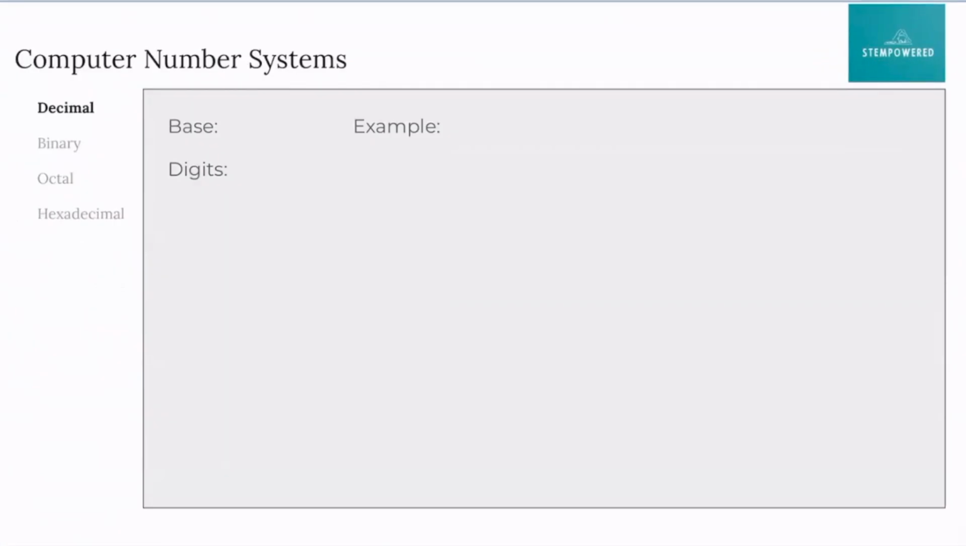The decimal system is what we use in daily life. It is base 10, and it has digits 0, 1, 2, 3, 4, 5, 6, until 9. Okay? All the numbers from 0 to 9. Each position in the decimal number represents a power of 10 based on the place value it's at. Okay, so let me show you an example of one.